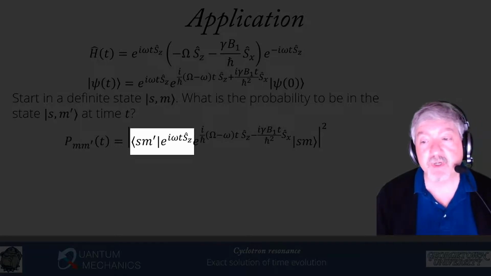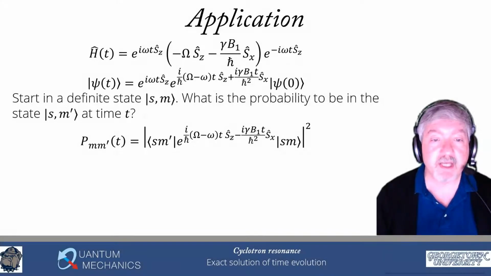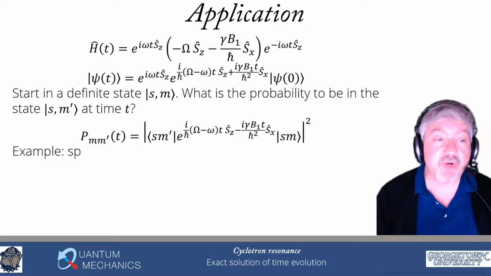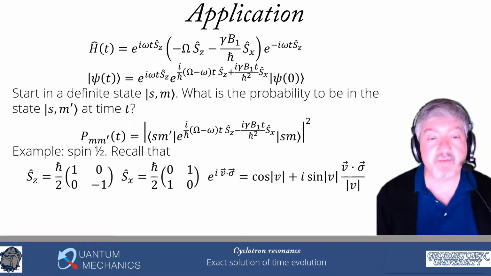So when I take the modulus squared of that, I'm going to just get 1, so we can get rid of that term. And now this is the expression that we have. That's the general expression. To see how it works in practice, let's take a look at a spin 1/2 example.